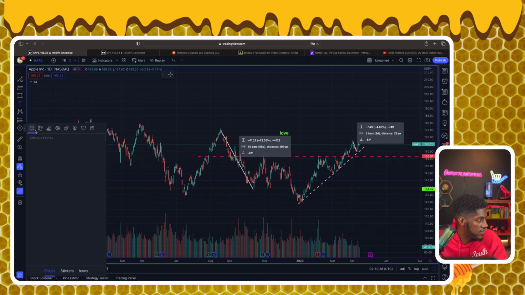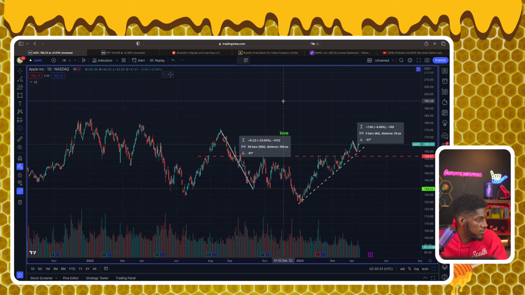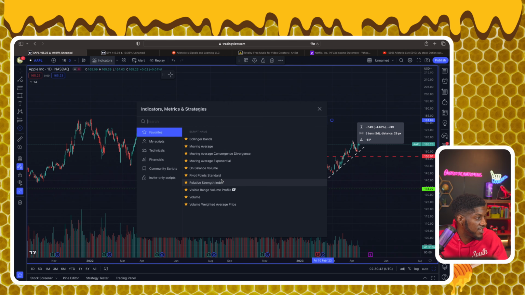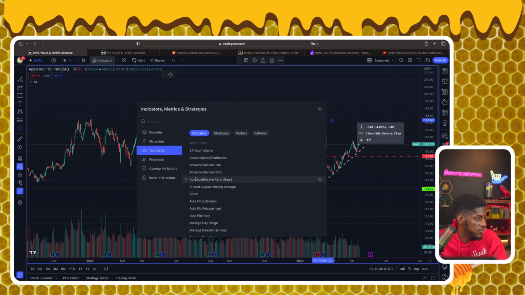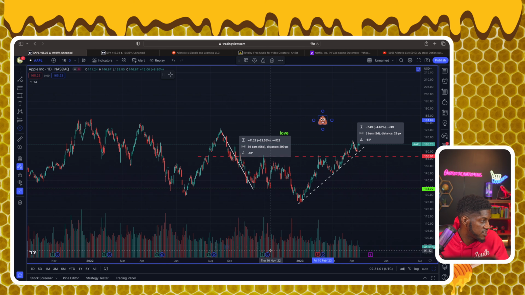And then you can do stickers. You got emojis and stuff like that. So I can put my poop emoji right there. And these are just some of the key features you need to pay attention to. And most importantly, the indicators. So this is how you search the indicators you want. You can have your favorites. All you got to do is go to the technicals and favorite whichever one you like. So I love the MACD. You can type in MACD and it'll pull it up, moving average convergence divergence, things like that. It's a lot that you can do.